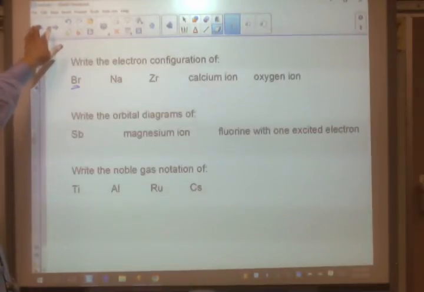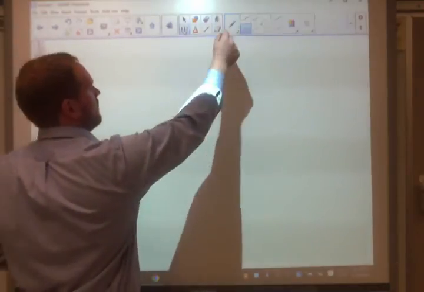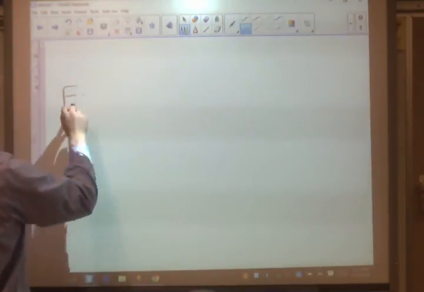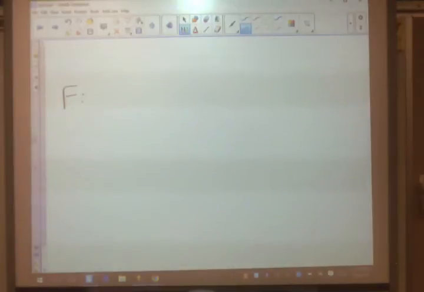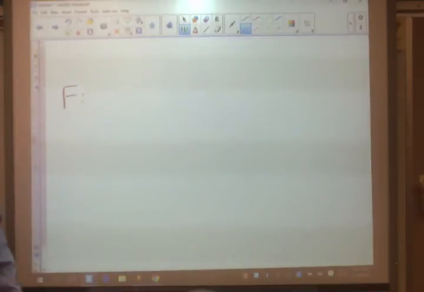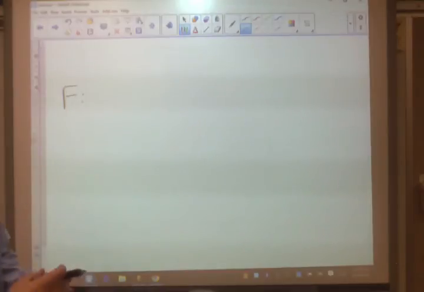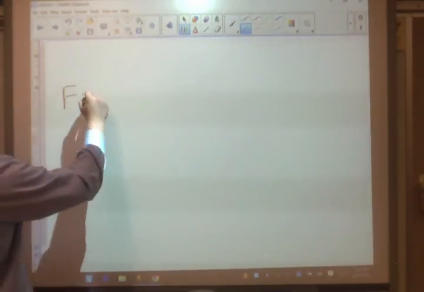And the last one, fluorine, with 1 excited electron. All right, here's fluorine. Fluorine normally has, let's see, 9 electrons, so it's going to be 1s2, 2s2, 2p5. So I'm going to choose one of those electrons and make it excited. Doesn't necessarily matter which one you pick, but you generally want to pick one of the outermost.